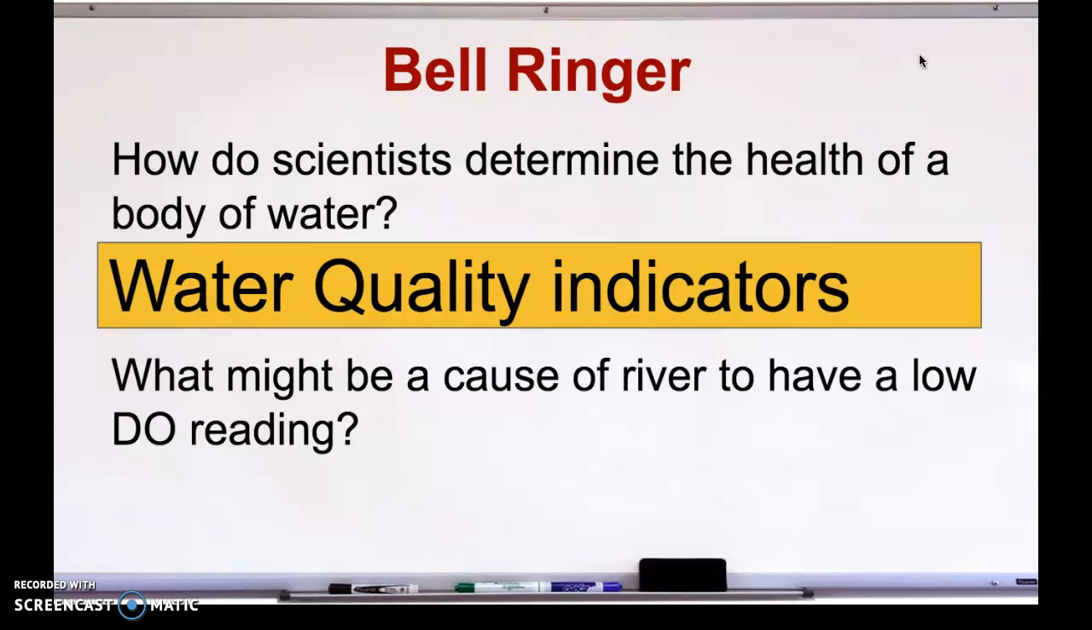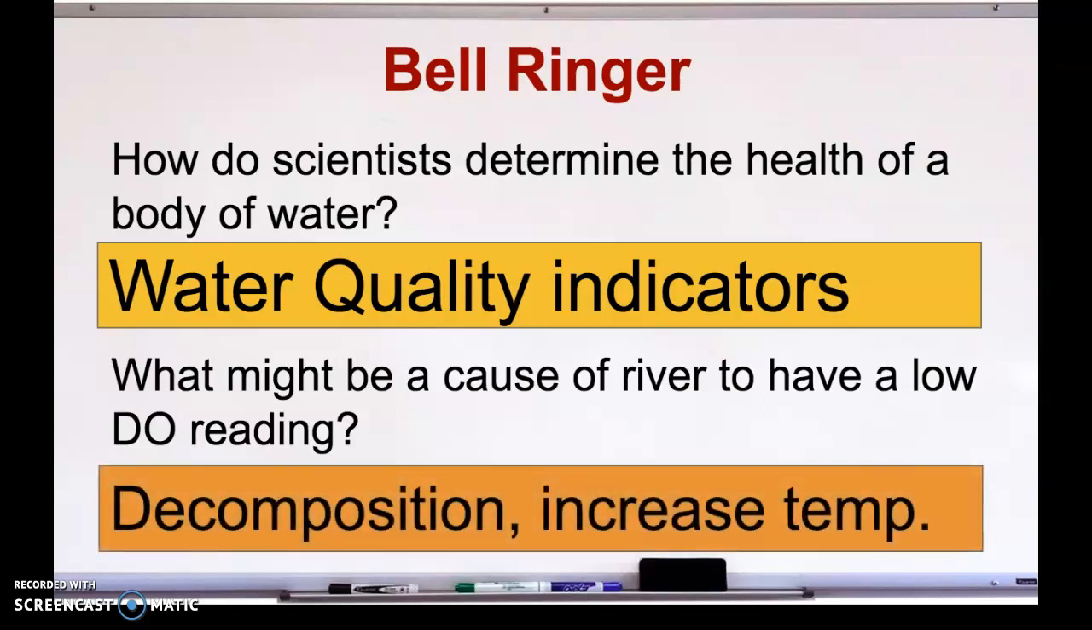What might be a cause of a river to have a low DO reading? We also talked about this yesterday, and for other reasons. So one thing that you learned with Claire, it simply might be that there's not a lot of movement in the river. Stagnant water typically has pretty low DO readings, so things like waterfalls and rapids will really help increase that DO level, just because more water has the opportunity to mix with the oxygen, dissolving it.